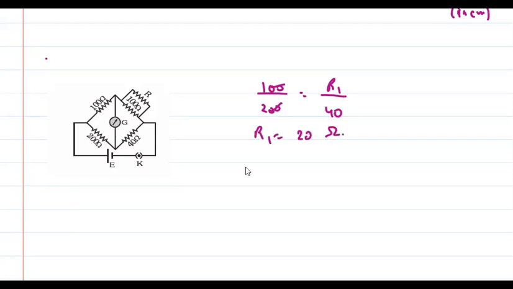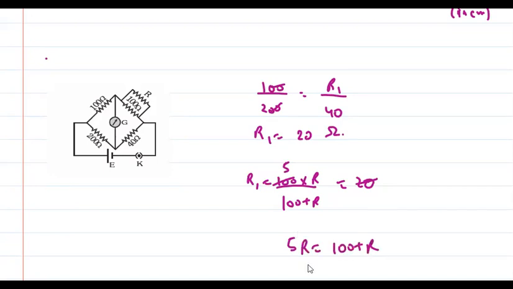R1 is 20 ohm. And what is R1, sir? R1 is the parallel combination of 100 and R. So R1 is equal to 100 into R by 100 plus R. This is equal to 20. So 20 will divide this 5 times. So 5R is equal to 100 plus R. So this R will go this side. 4R will become 100. R will become 25. So this R is 25 ohm.